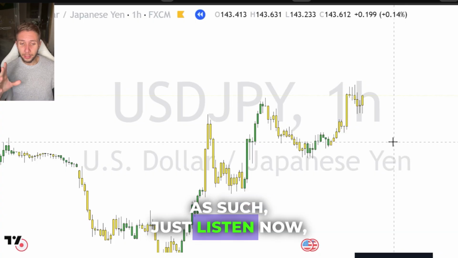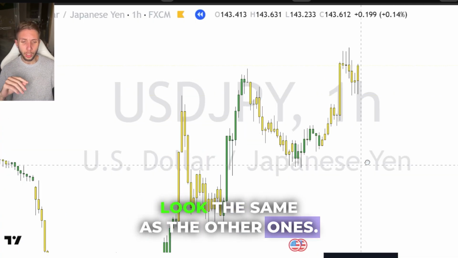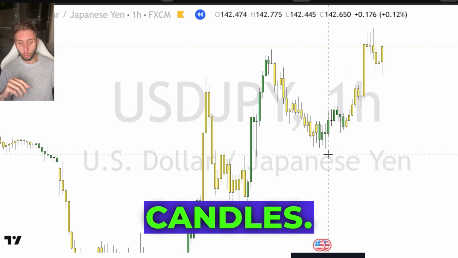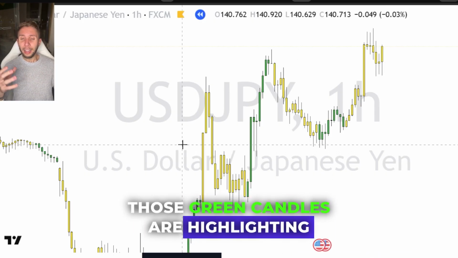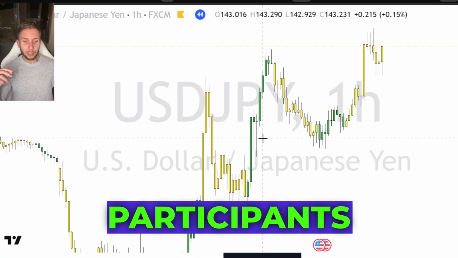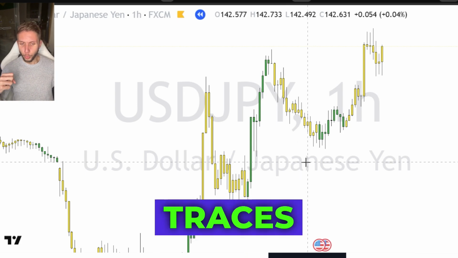As such, just listen now, because the very first thing you notice is that my chart doesn't look the same as the other ones. They have two different colors, and all I care about are those green candles. These green candles are highlighting a specific time window within the charts, which market participants that move the USD pair are active, and they leave specific traces on the charts.